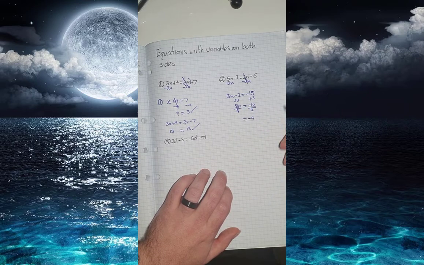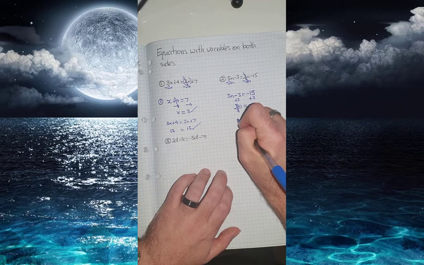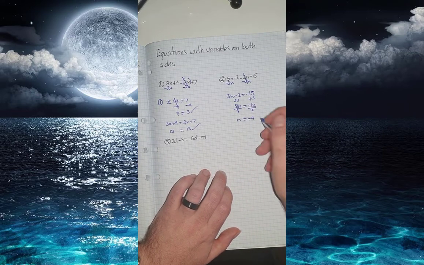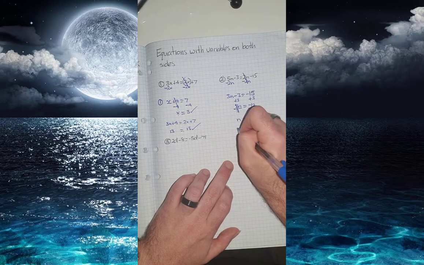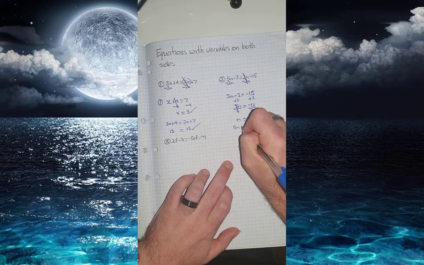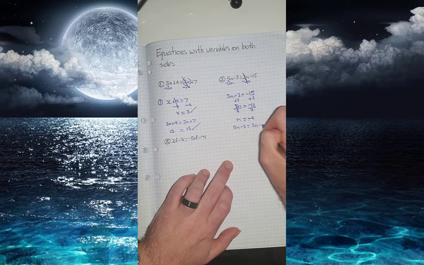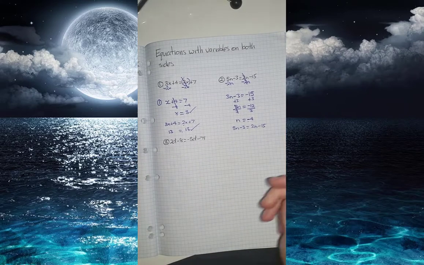Now, I didn't do anything with this n. I was left with 1n. So let's write that: n equals negative 4. So let's come back and rewrite our equation, because I'm in a test, and I want to know if I got this right before even leaving the test.